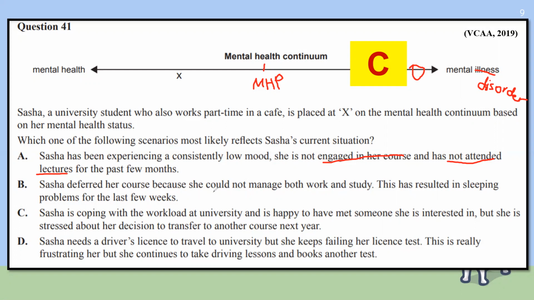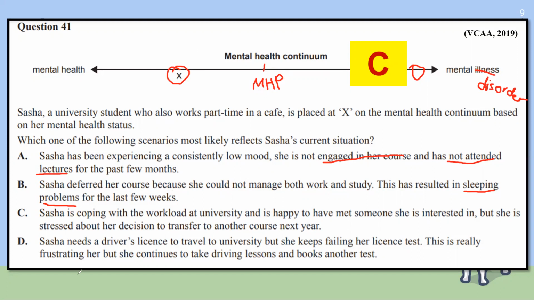Option B is Sasha deferred her course because she could not manage both work and study. This has resulted in sleeping problems for the last few weeks. Again, this is more indicative of a higher level mental health problem, approaching a mental disorder, because her sleep has started to get affected. She's not able to manage the stresses in her life. Where Sasha is currently situated is not near the mental health problem or past it. So this is why we still can't say that B is the correct answer.